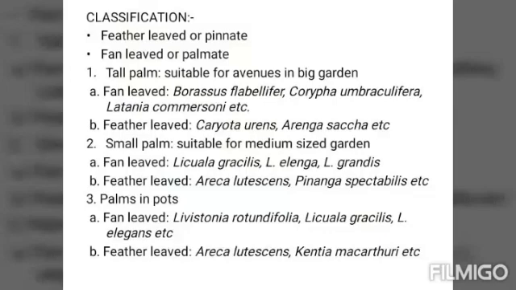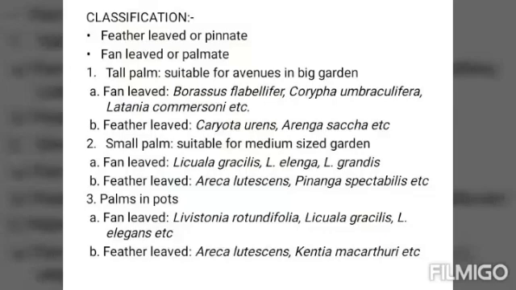Now you divide it into two groups, that is fan leaf and feather leaf. In fan leaf, the examples are the ones I have mentioned here: Borassus flabellifer, and then Corypha umbraculifera, and then Latania commersonii, etc. And then B is feather leaf, where the examples are again Caryota urens and Arenga saccharifera, etc.